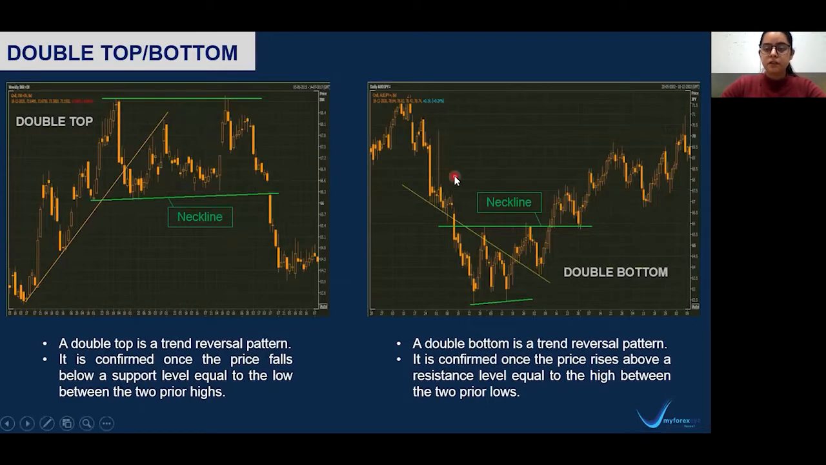Similarly, in a double bottom pattern, the price is in a falling trend and the price levels form two lows which are roughly the same. This is the support then. The highs between the two lows is known as the neckline and the resistance line. Once the price breaks above this resistance line, we are confirmed that the trend has changed and it is a bullish trend now.